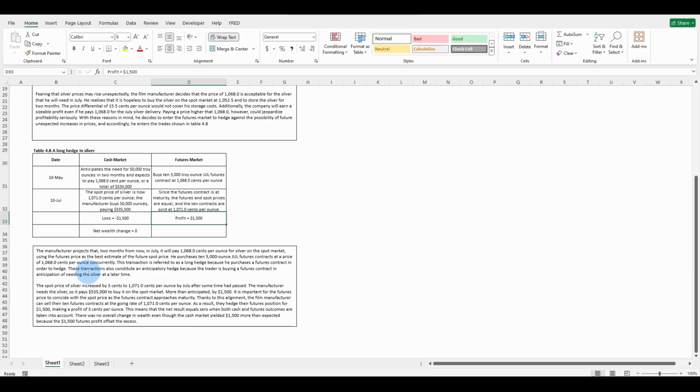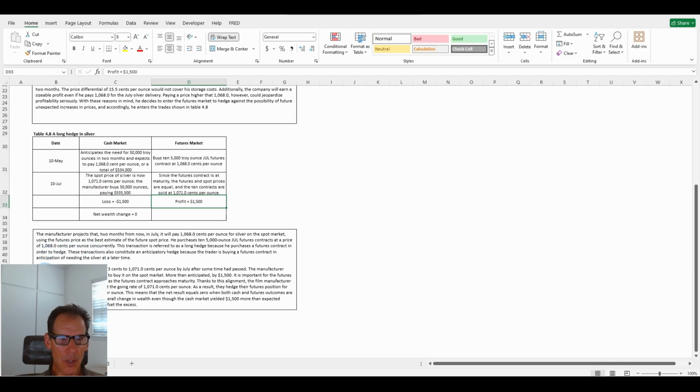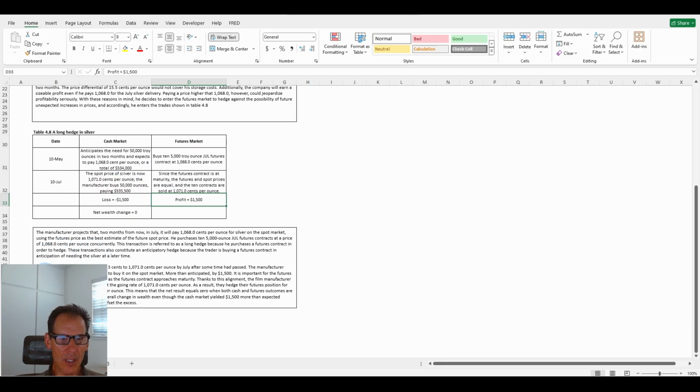silver on the spot market, using the futures price as the best estimate of the future spot price. He purchases 10 5,000 ounce July futures contracts at a price of 106.8 cents per ounce concurrently. This transaction is referred to as a long hedge because he purchases a futures contract in order to hedge. These transactions also constitute an anticipatory hedge because the trader is buying a futures contract in anticipation of needing the silver at a later date.